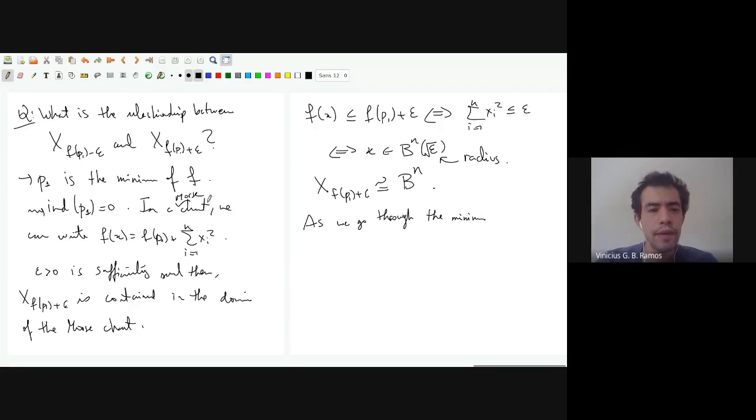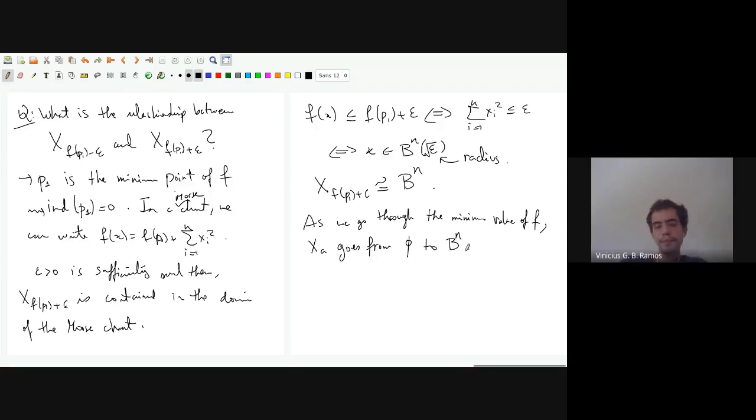Sorry, I have to say this p1 is not the minimum value of the function. P1 is the minimum point. So it's the point where the function attains its minimum value. So as we go through a minimum value of f, X of a goes from the empty set to the n-dimensional ball. Okay, so that's what happens.